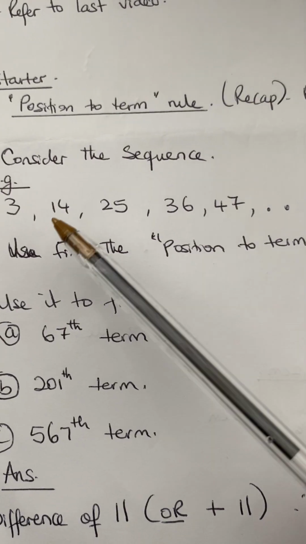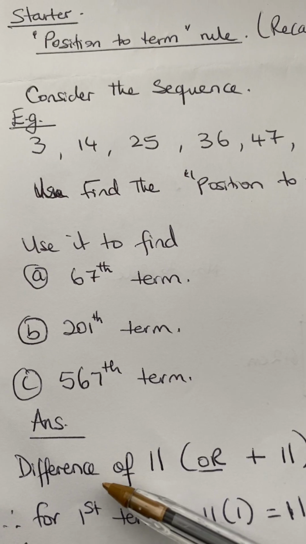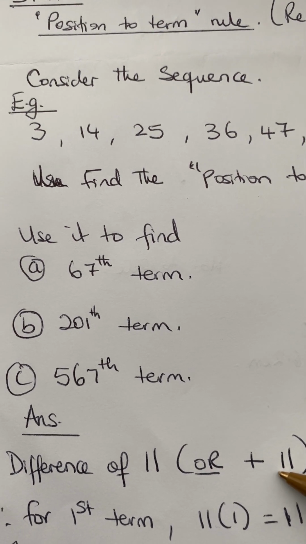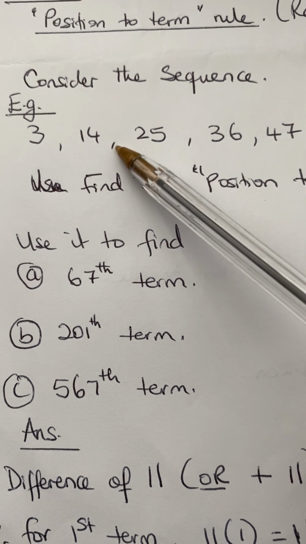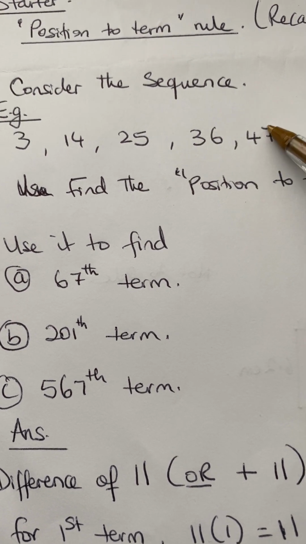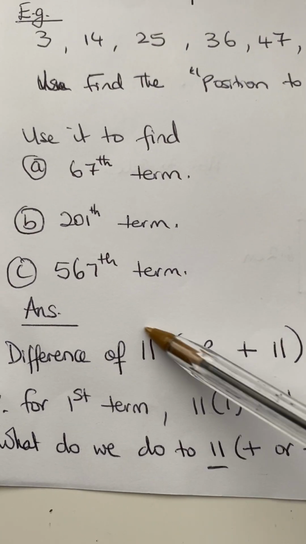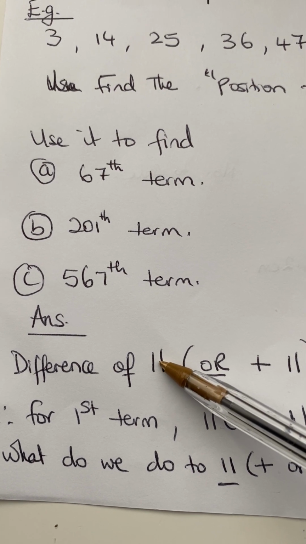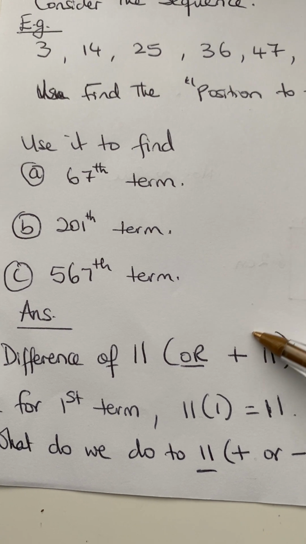Now if you look at the difference, it's a difference of adding 11. So add 11, add 11, add 11, add 11. So to get each term, we add 11 to the previous term, so the difference is add 11.